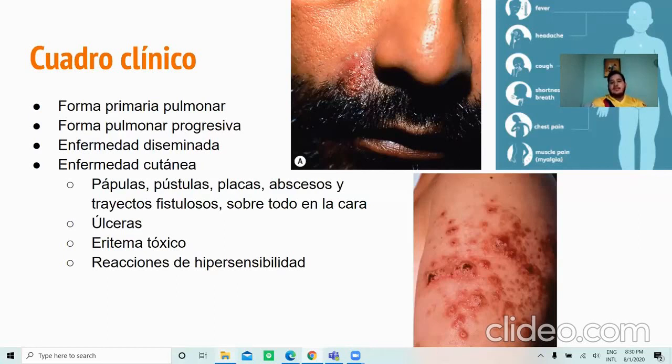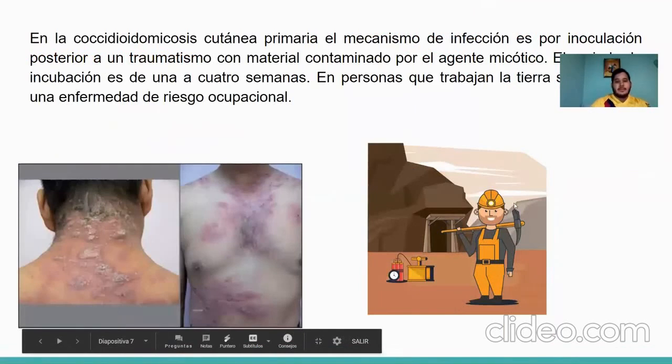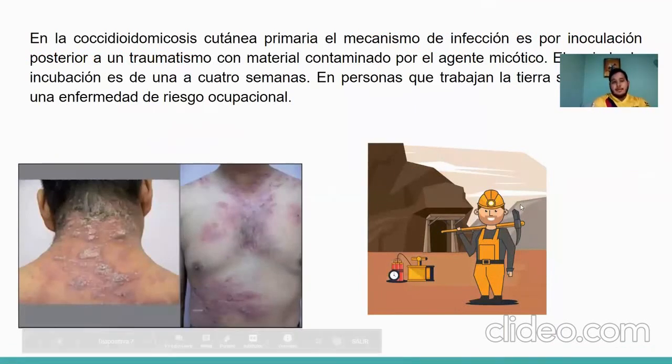The primary cutaneous form occurs by inoculation, and you could see this in laboratories or in an autopsy. But in endemic regions, it may follow trauma. Then we could know the mechanism. In primary cutaneous coccidioidomycosis, the mechanism of infection is by inoculation after trauma with material contaminated by the fungal agent. The incubation period is from 1 to 4 weeks, like a month, more or less.